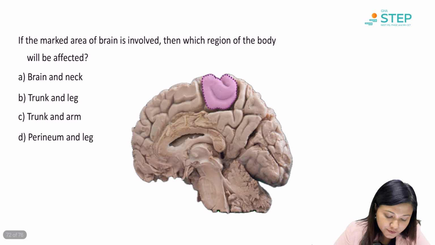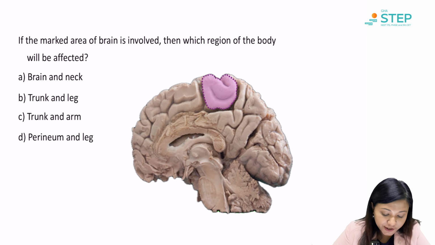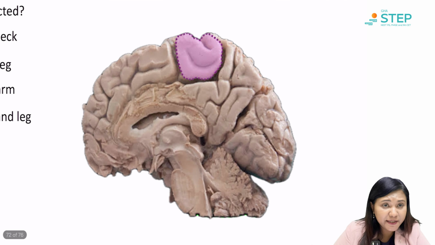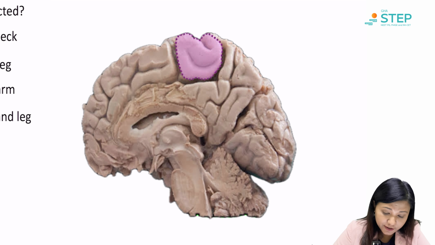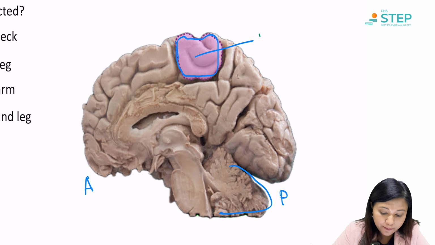Next question: if the marked area of the brain is involved, which region of the body will be affected? They have given the options: head and neck, trunk and leg, trunk and arm, and perineum and leg. Now, this is the medial surface of the brain. You get oriented first, as you can see the cerebellum here. This is posterior, this is the anterior aspect. What is this area? It is known as the paracentral lobule.